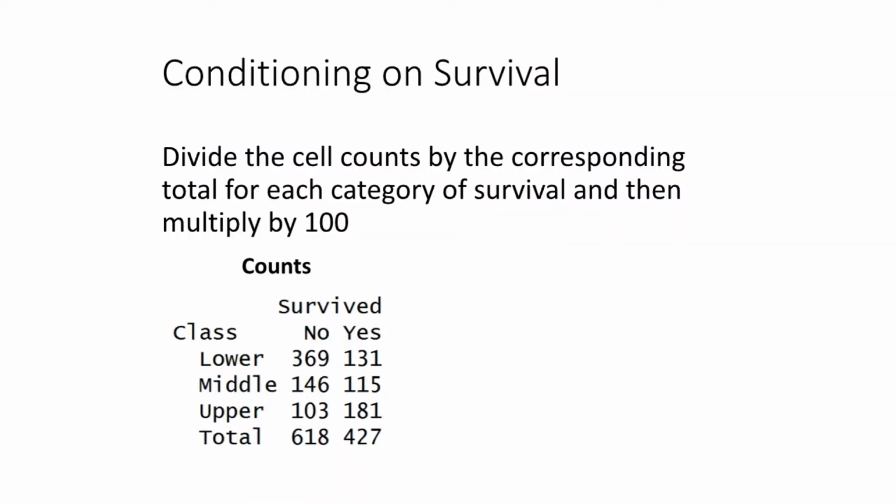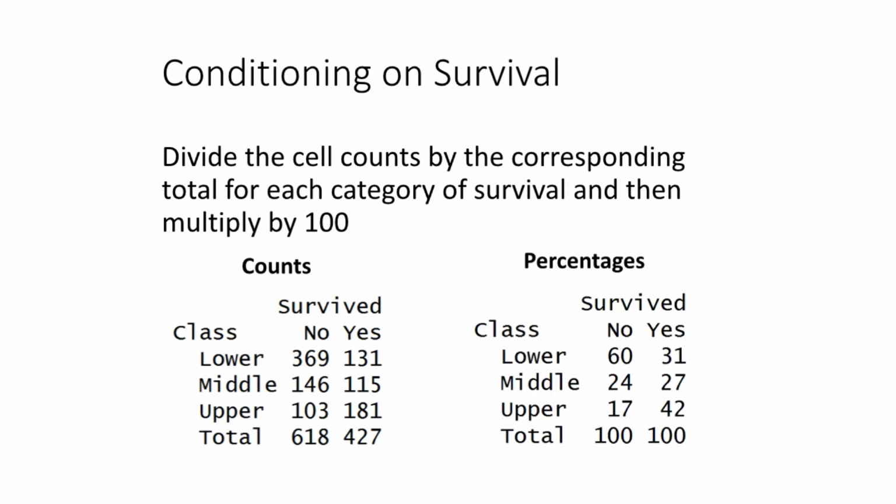So let's look at a contingency table in which we're conditioning on survival. What we do is divide the cell counts by the corresponding total for each category of the survival variable, and then multiply by 100. This will give us the percentages conditional on survival. So you can see that we have the total for this survived category. We have 618 people who did not survive and 427 people who did survive. And when we divide each cell by its respective column total, we get these different conditional percentages.